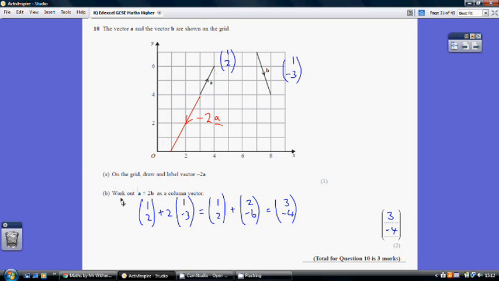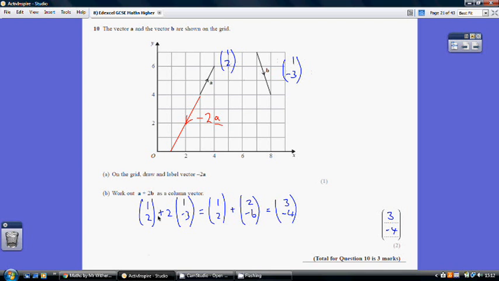Now, we want to work out what 1 lot of A plus 2 lots of B would be. Now, A is 1 along and 2 up. So that's the column vector 1, 2. And B is 1 along and 3 down. So that's the column vector 1, minus 3. So we want 1 lot of the A added to 2 lots of the B. So 1 lot of 1, 2 added together with 2 lots of the 1, minus 3.